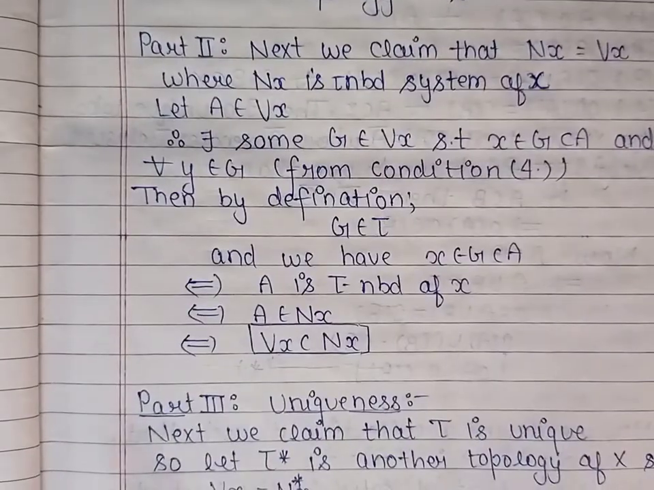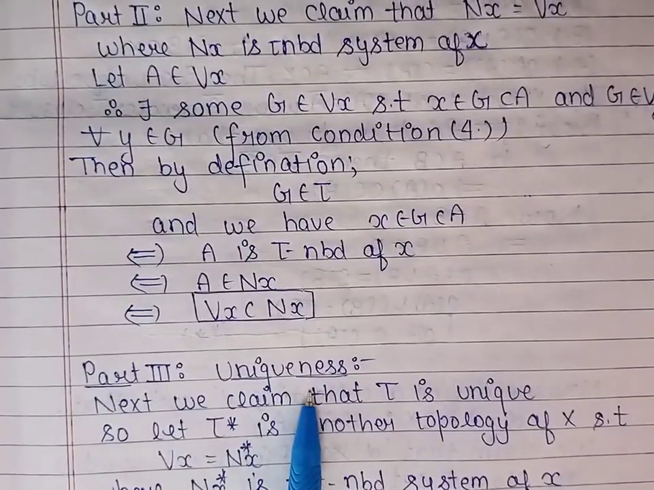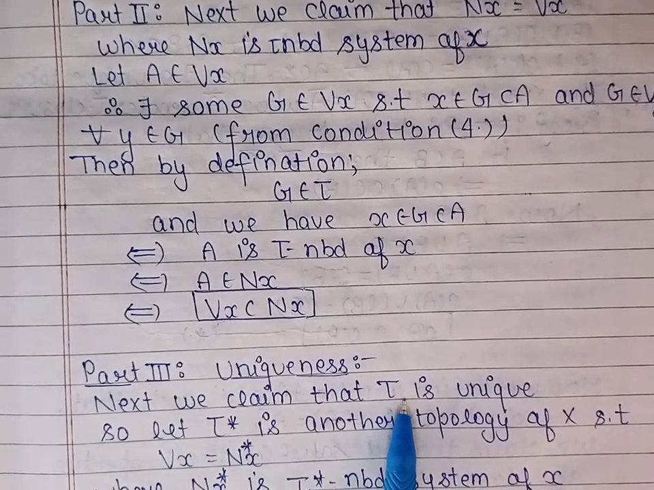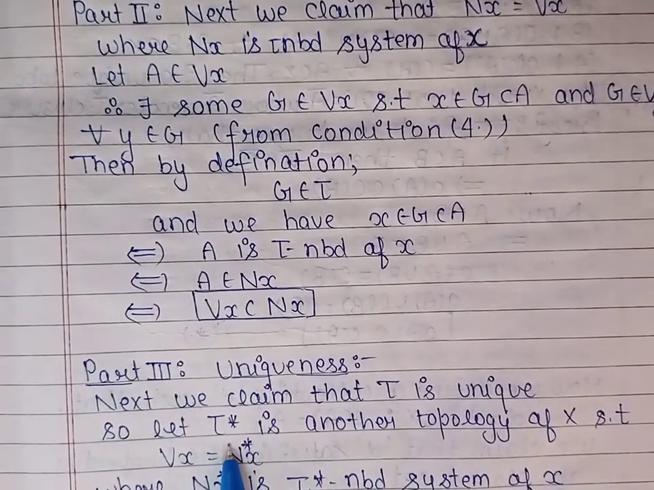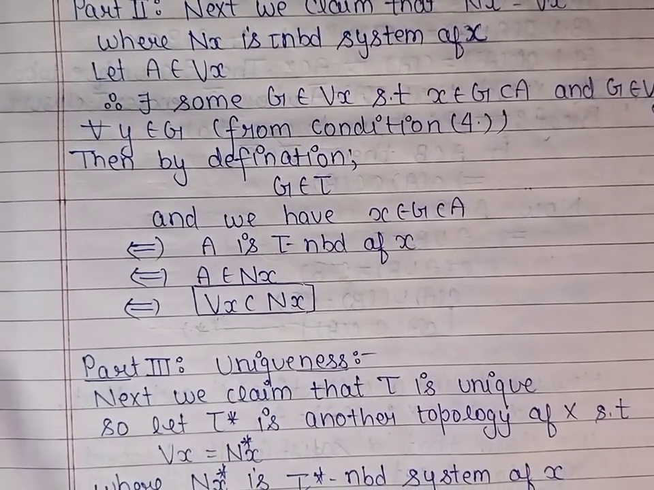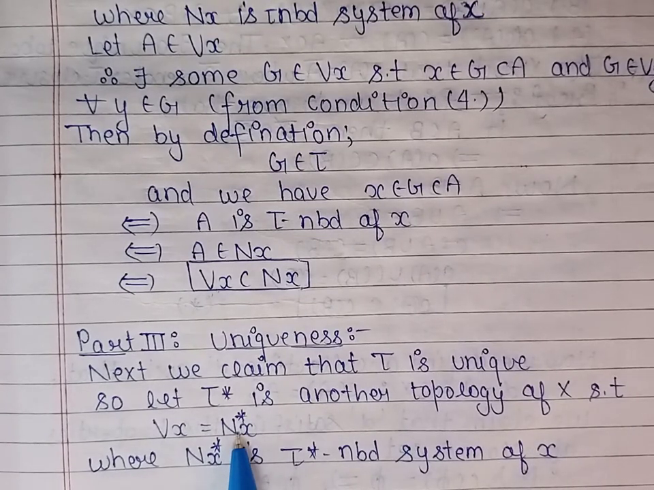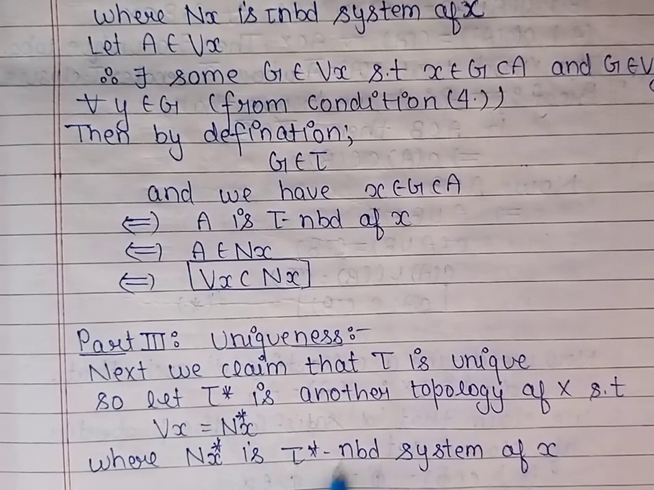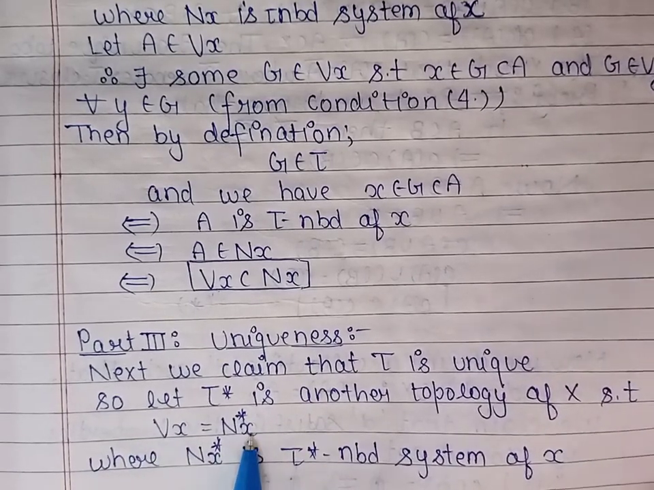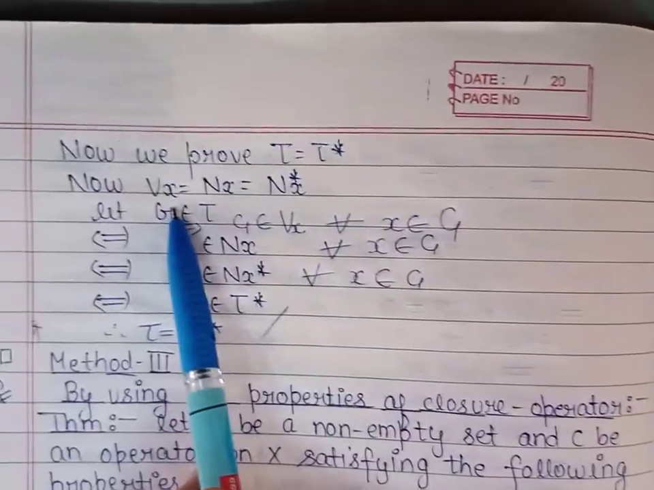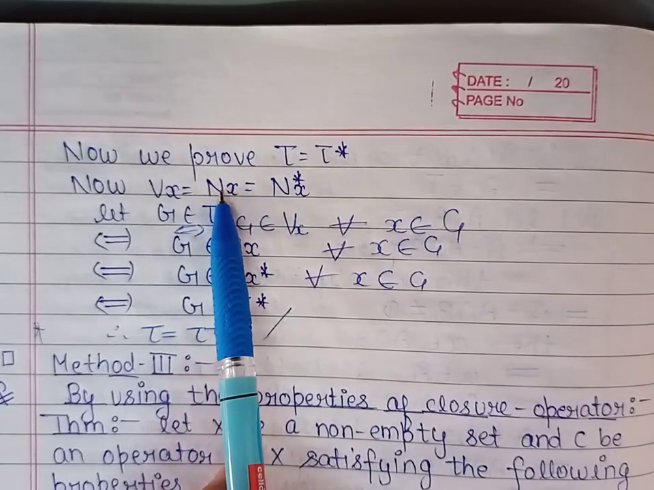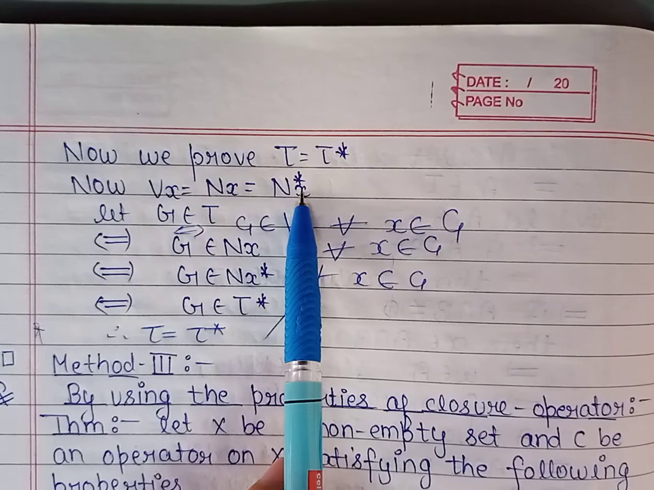Now it remains the last step to prove the uniqueness of the topology. We have to prove that the topology tau is unique. So let us take another topology on the set X, which we denote by tau star, such that the given collection Vx is nothing but the collection of all the neighborhoods of the point X with respect to the topology tau star. Now Vx is equal to Nx star and also Vx is equal to Nx. So we can say that the three collections are the same: the given collection Vx, the tau neighborhood system of X and the tau star neighborhood system of X.